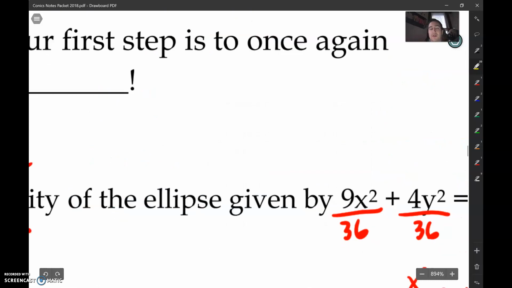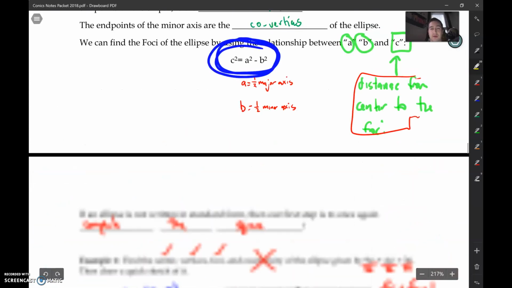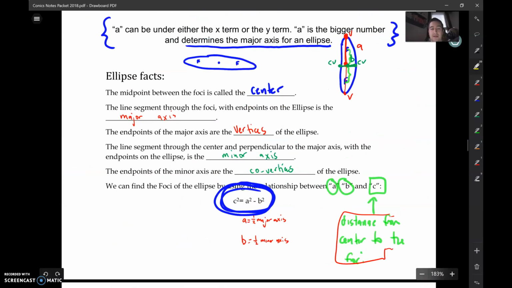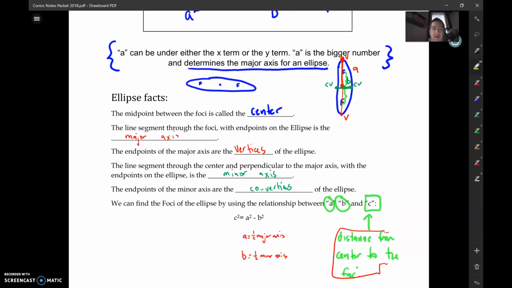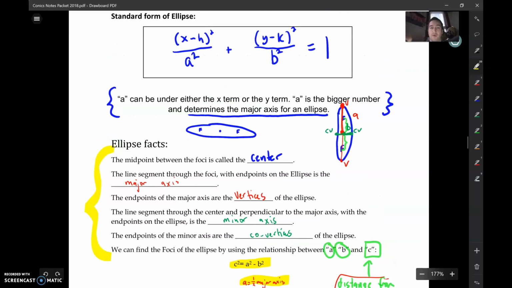So for now, while you're doing these examples and while you're doing your homework, I think it'd be nice to have kind of this notes page near you, right? A lot of the facts are right there. This formula comes in handy. These two that I gave you come in handy. This formula up here, standard formula of ellipse, comes in handy. So keep your notes ready.